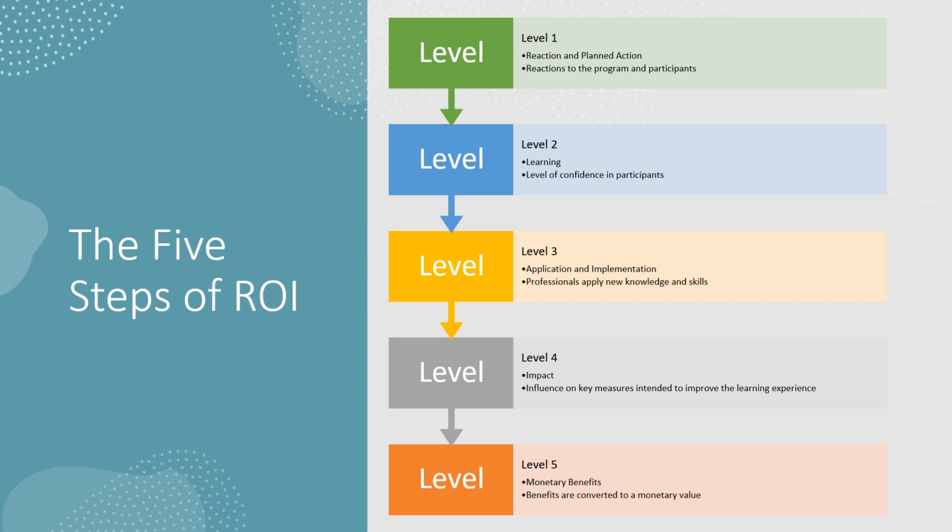So professionals apply new knowledge and skills at this point. Level 4 is the impact that the program is going to have. So what influence on key measures are intended to improve the learning experience. And level 5 evaluates monetary benefits. And these are the benefits that need to be converted into a monetary benefit. Because again, we don't have an exact $5 to $10 evaluation that we can make.